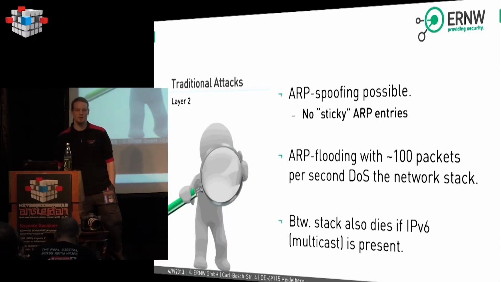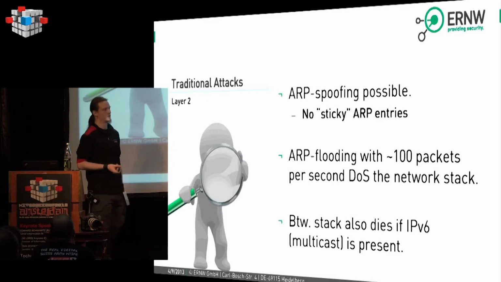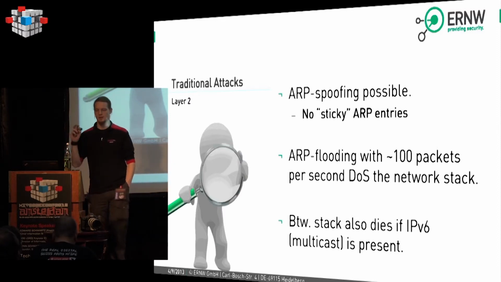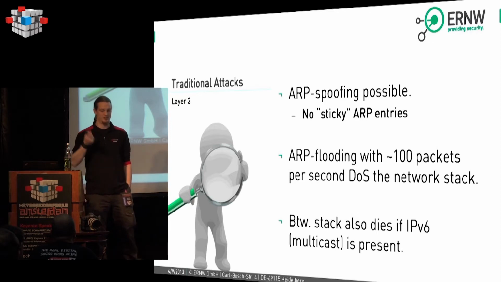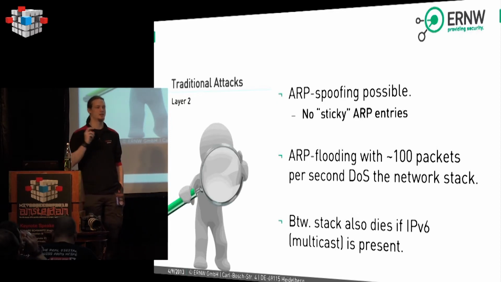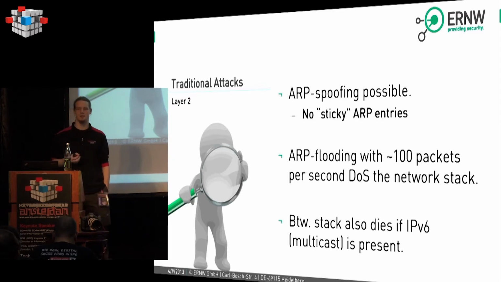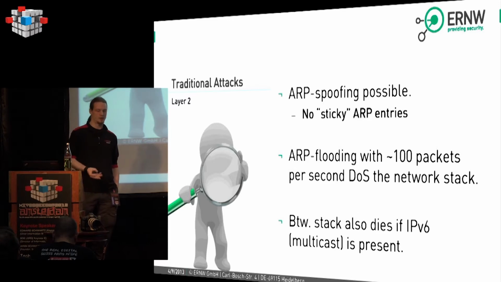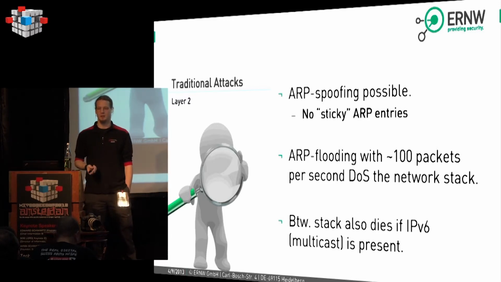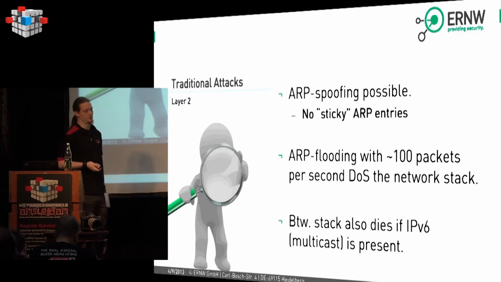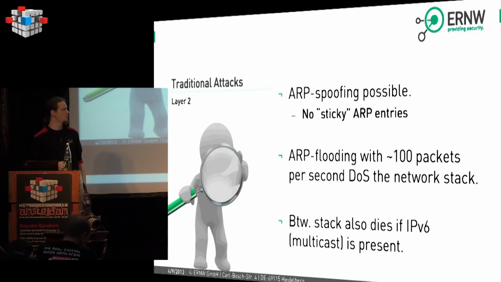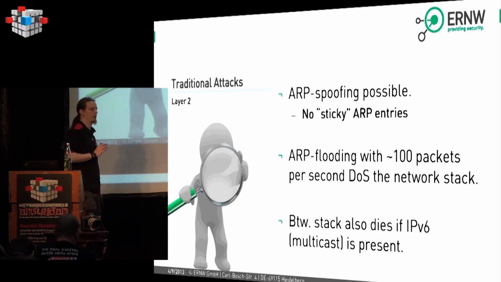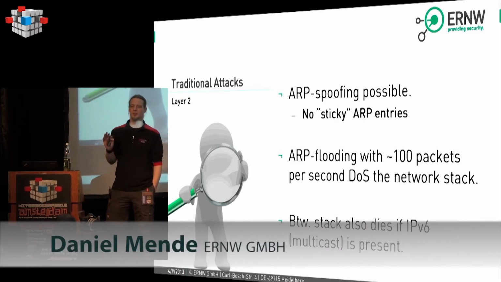Speaking about traditional attacks, we first had a look at layer 2 of the camera, which means all the spooky Ethernet stuff one could do, like ARP spoofing. This is possible on the camera. The camera doesn't hold any sticky ARP entries or anything fancy like this. You can just replace ARP entries in the ARP cache in real time. Also, if you start flooding the camera with a high amount of network packets, as I tested with some ARP requests, you reach a limit of around 100 packets per second before the network stack of the camera completely dies.